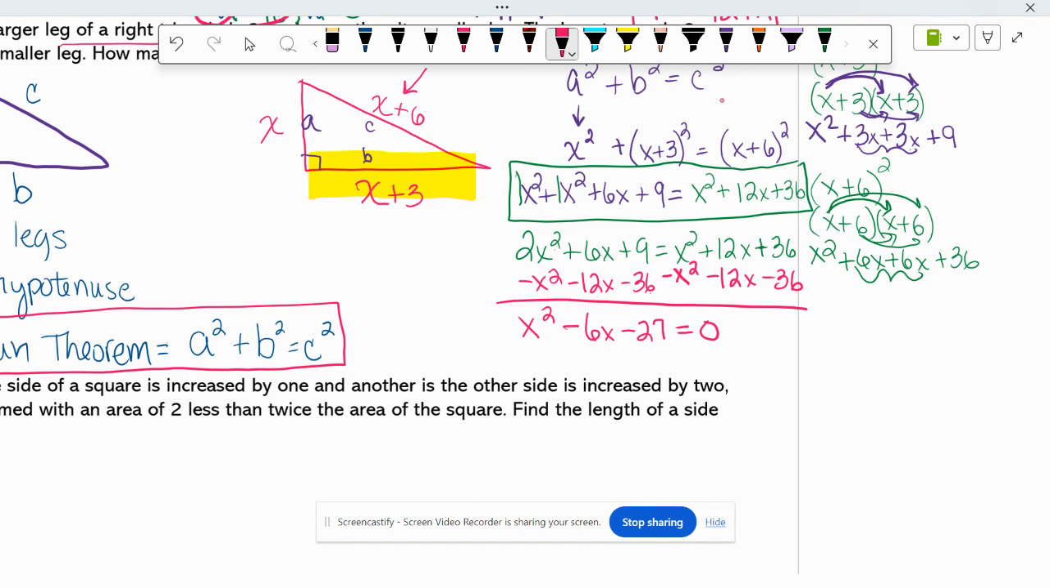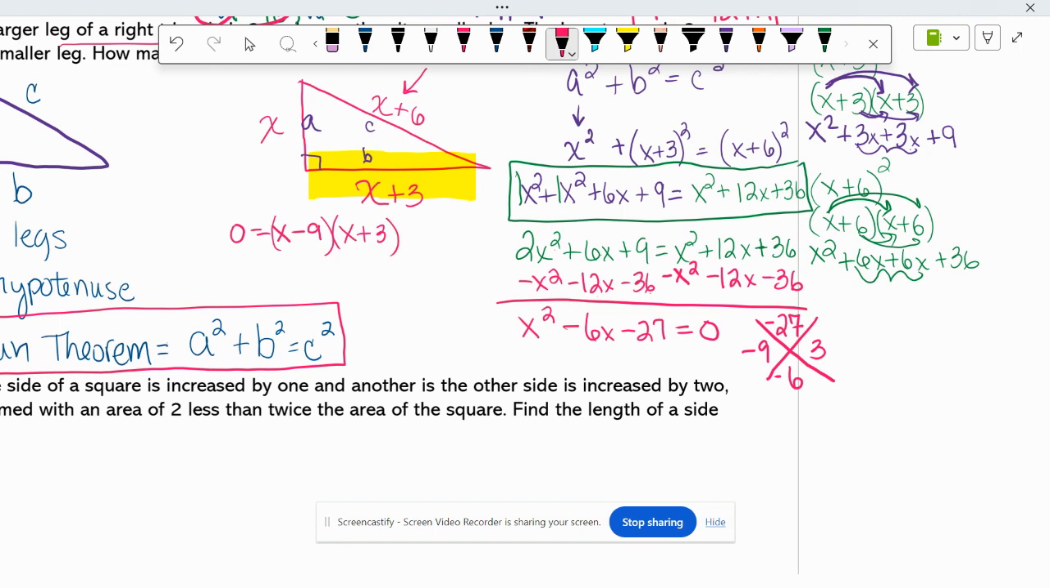I am now at the point where I can factor. I need to know what two numbers multiply together to give me negative 27, that when I add them, I get negative 6. Negative 9 and positive 3. So this factors into 0 equals x minus 9 times x plus 3.